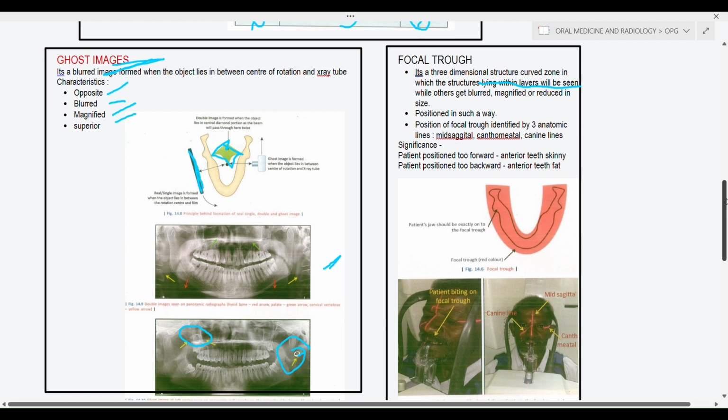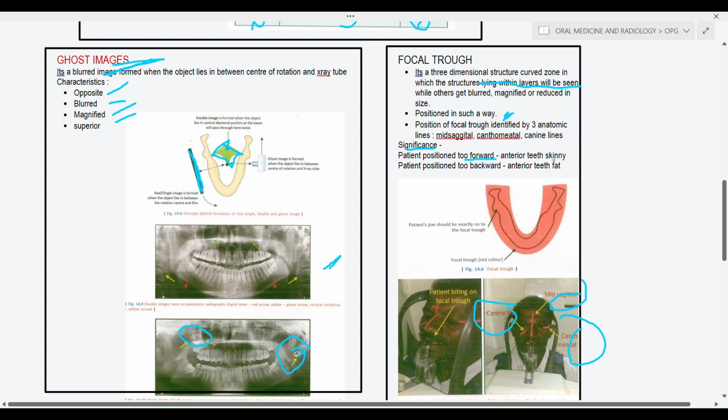The position of the focal trough is identified by three lines, that is the mid-sagittal line, the canthomeatal line, and the canine line. In this picture you can see the canine line, the mid-sagittal line, and the canthomeatal line also. So what is the significance of the focal trough? When the patient is positioned too forward, the anterior teeth will appear skinny, whereas if the patient is positioned too backward, the anterior teeth will be seen as fat. Examples for this will be given below when we study the radiographic faults.